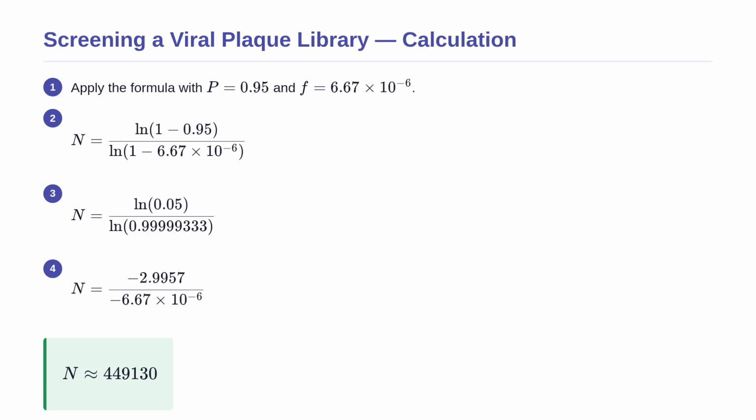Dividing these values yields approximately 449,130. This means you would need to grow, transfer, and hybridize nearly 500,000 viral plaques to be 95% confident. This massive scale is exactly why high-throughput hybridization techniques were invented in the first place.